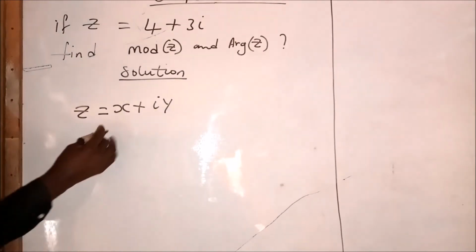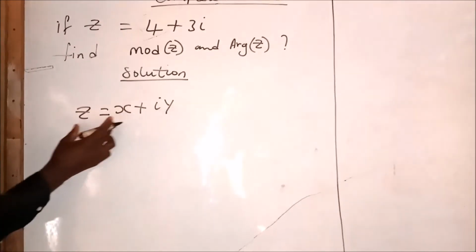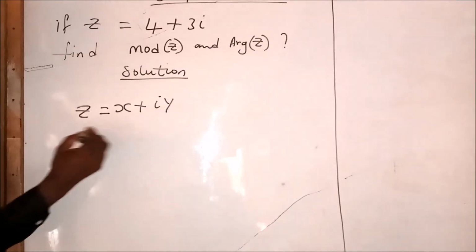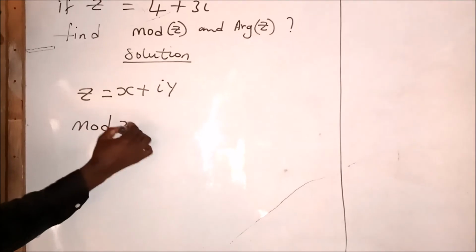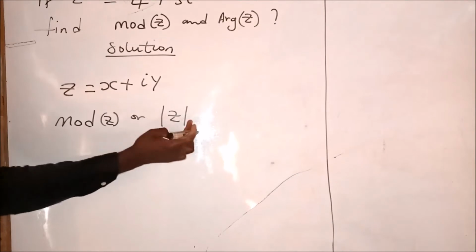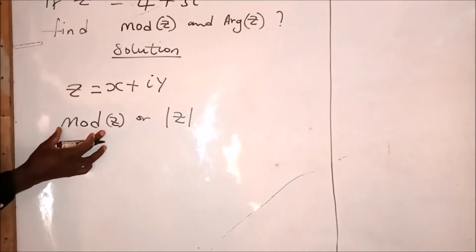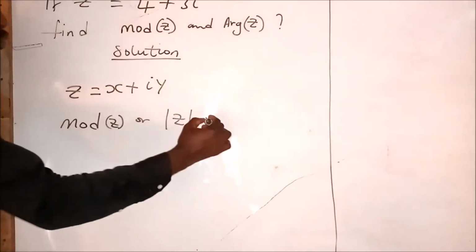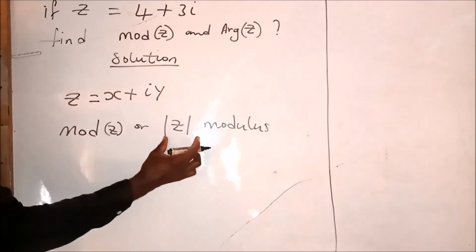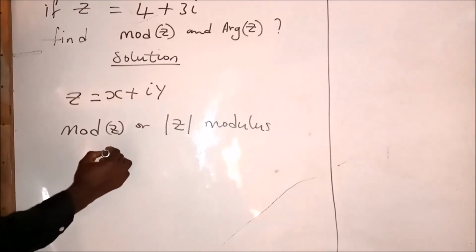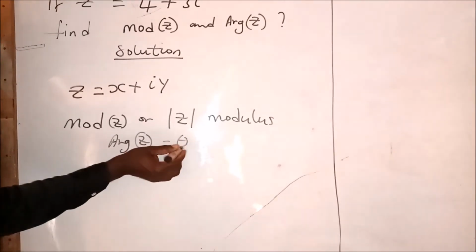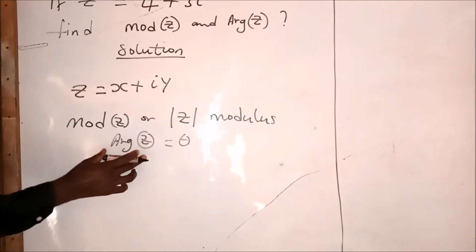Now, when we have x plus iy as the complex number and we are asked to get the modulus of z, it can be written as mod z, or with these double lines, which is the same thing. What it simply means is modulus of z. Whereas arg z can also be written as theta. So this theta is the argument of z.